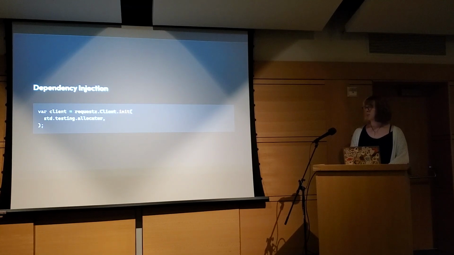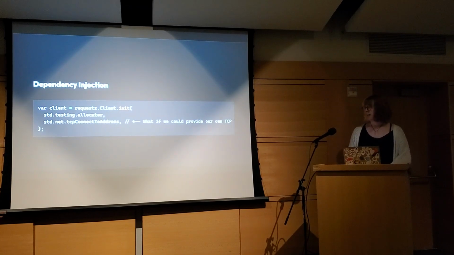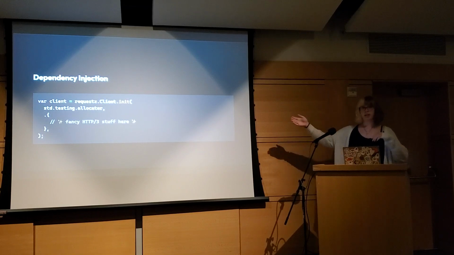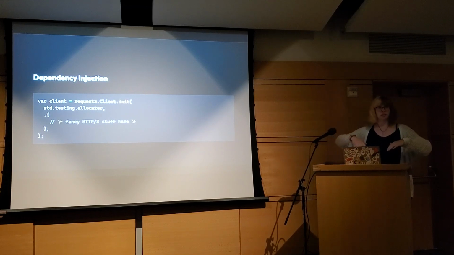The documentation will show you an initial script that looks like this, where you just initialize the client by passing it an allocator. So what if you just also had to pass it a way to connect to TCP? Or what if you had the ability to, you can imagine this is some struct that has a bunch of functions that would enable whatever is necessary to like have HTTP3 support for free, just by swapping out the backend that the client is using.